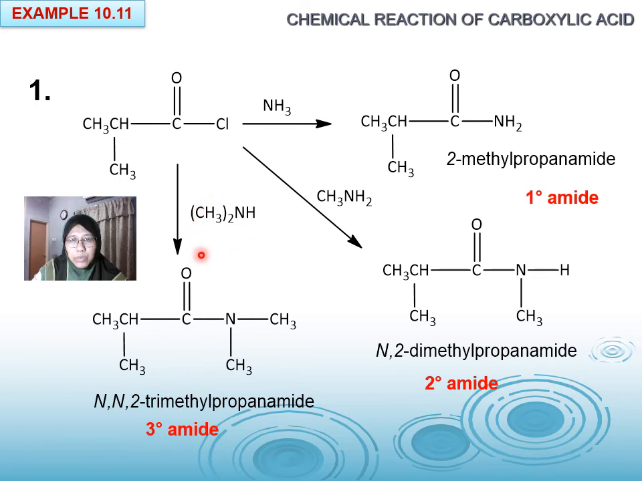The third reagent would be a secondary amine. But naming for amine is necessary for us. So the name for this secondary amine is N-methylmethanamine. All right. So we take these two R and then we attach it to the N. And then N is attached to the carboxyl group, replacing Cl. So the name here would be N,N,2-trimethylpropanamide.